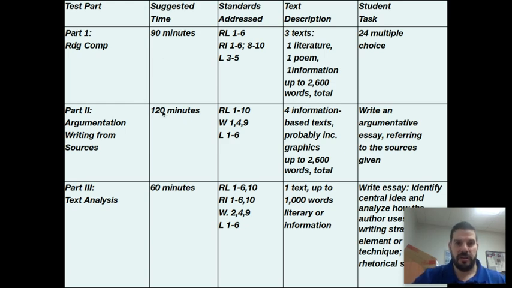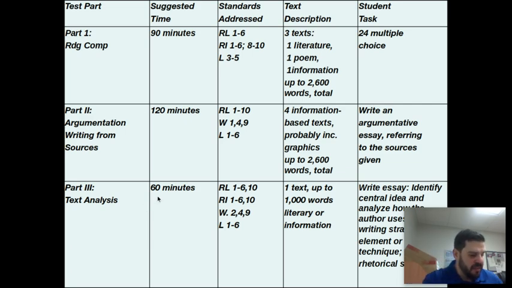The argument should take you about 2 hours. This is where you want to spend the bulk of your time because this is a big part of the exam. It's just as much as the multiple choice, and it's all about writing, and you're going to have to spend a significant amount of time reading and annotating all 4 texts, and then writing your essay. So again, 2 hours, 120 minutes for part 2. And then part 3, the text analysis, no more than 60 minutes.